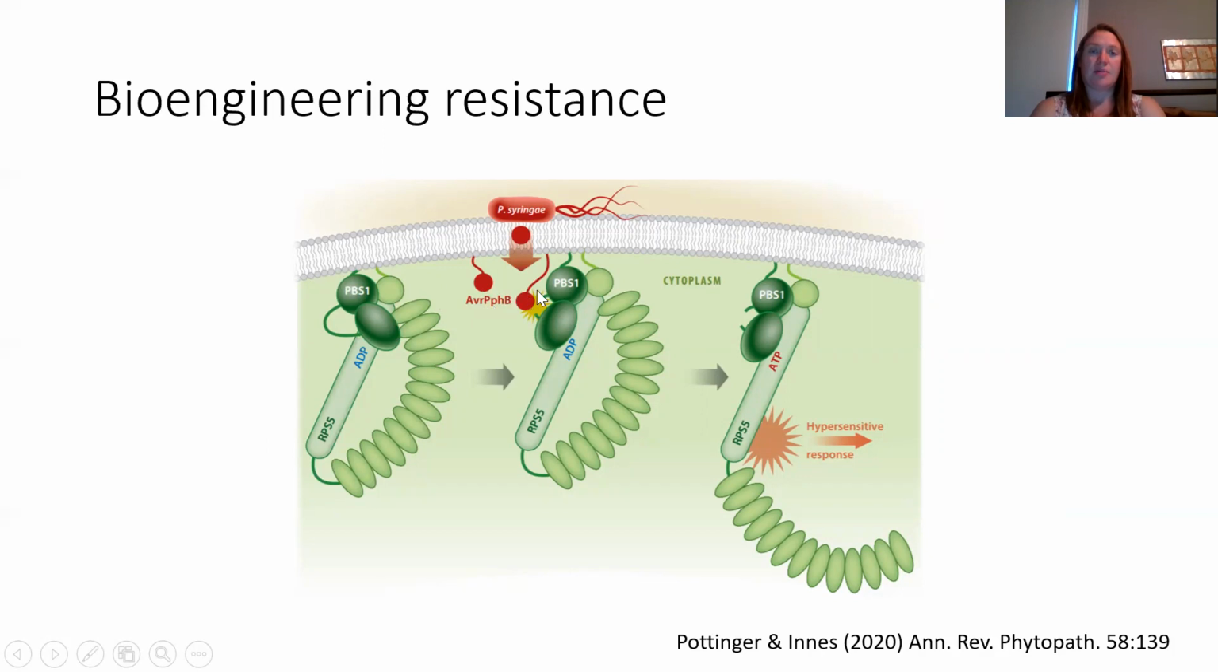AVR-PPHB is an effector protein that's a protease. It actually finds this little sequence of amino acids and cleaves at that specific site. And that cleavage will activate the RPS5.